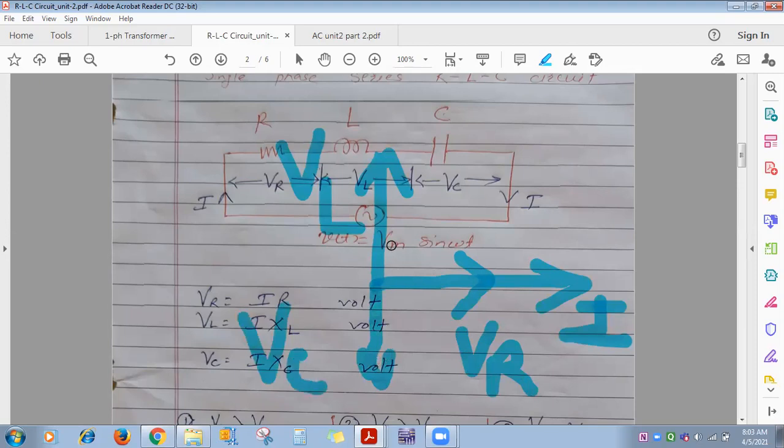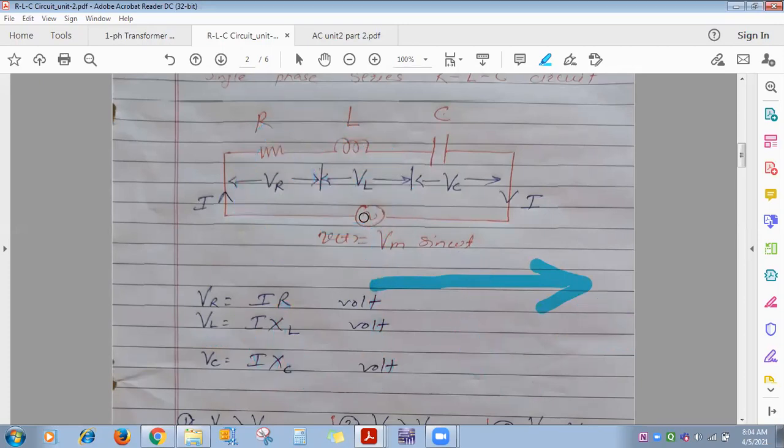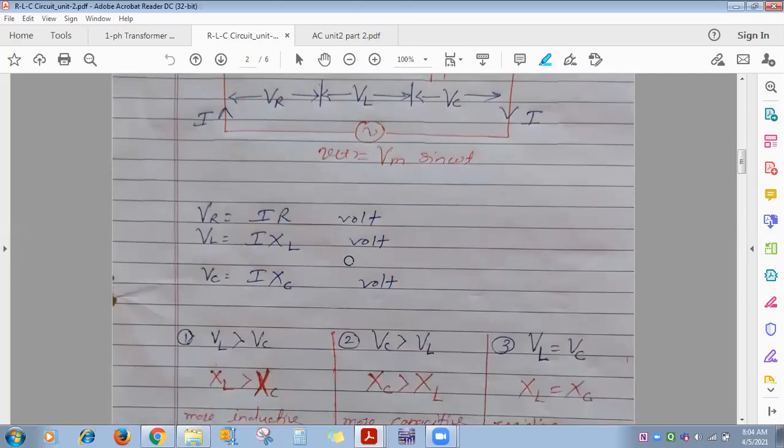Now, here three possibilities are there whenever you draw VL and VC. VL can be greater than VC, or VL can be less than VC, like this also you can draw the phasor diagram, or both are equal. So three possibilities are there for the phasor diagram, and in all three cases the phasor diagram will be different. So we'll see all three cases.